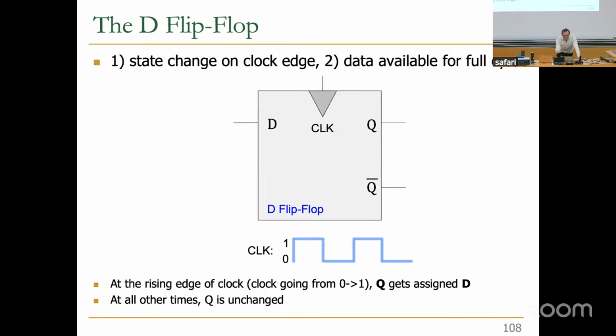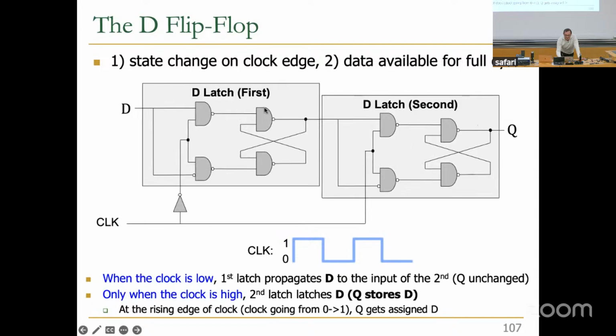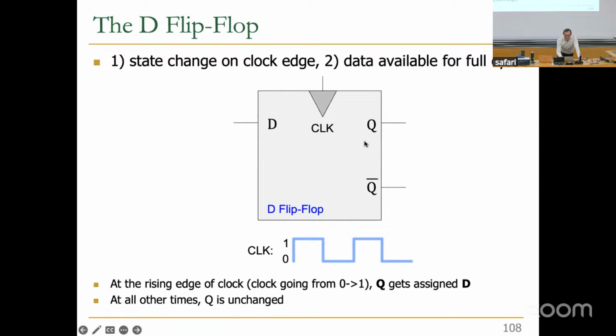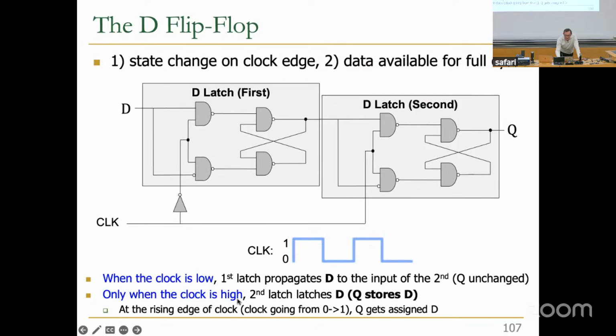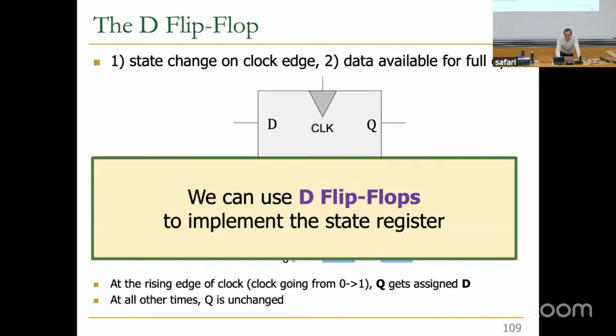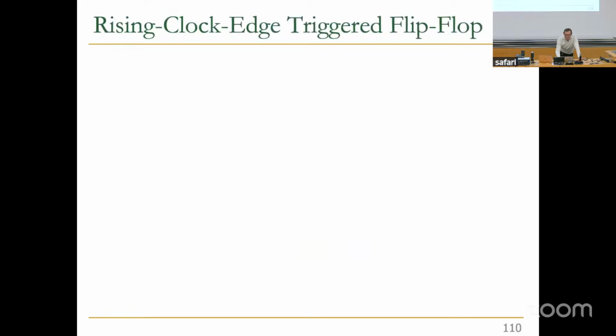I'm going to take the question later because we're very close to the end soon, but hold it for a moment. So you represent it like this. Hopefully that's clear. This is our abstraction at the module level. You have a D latch, Q bar. You don't necessarily need the Q bar. Essentially, at the rising edge of the clock, Q gets assigned D. At all other times, Q is unchanged. Internally, it's two D latches, but now it satisfies our state register behavior.